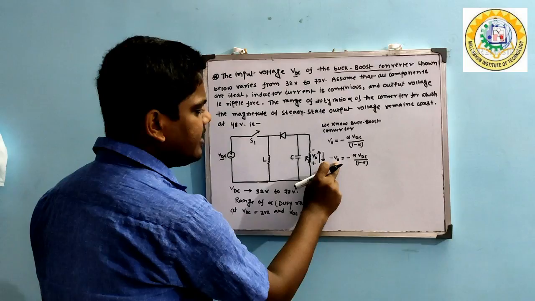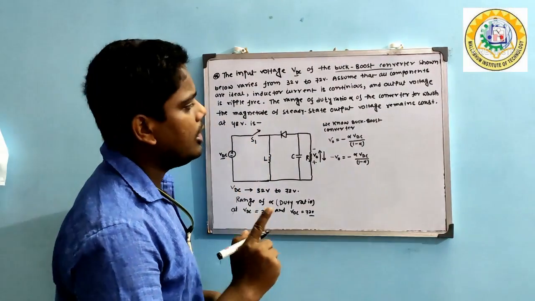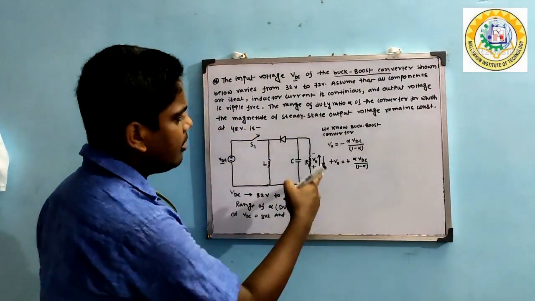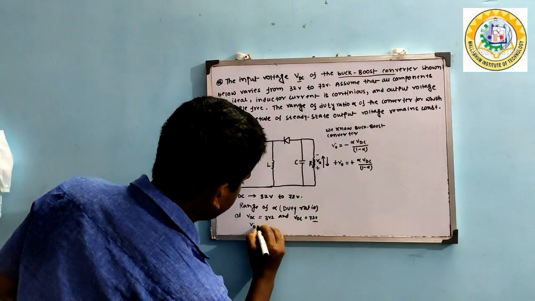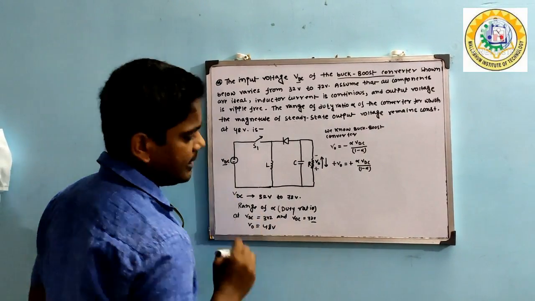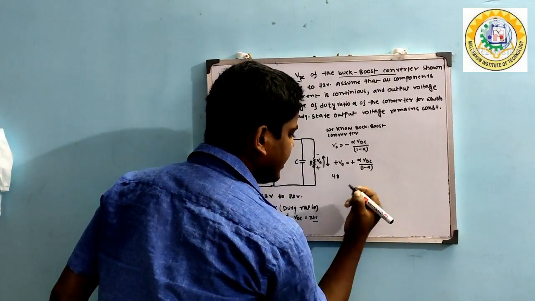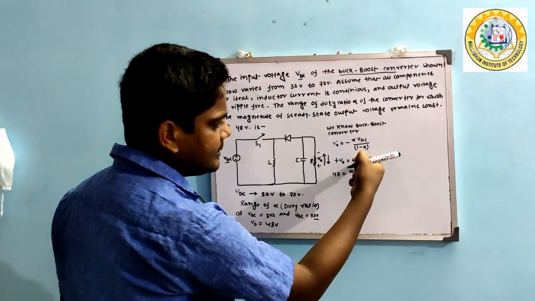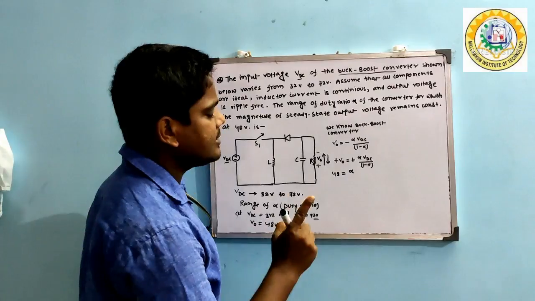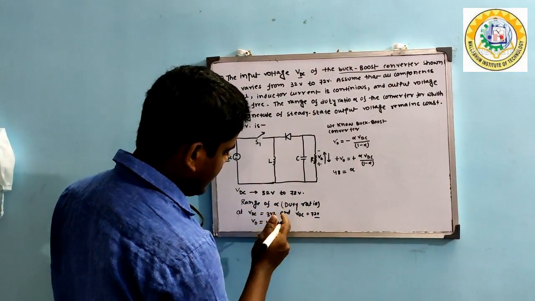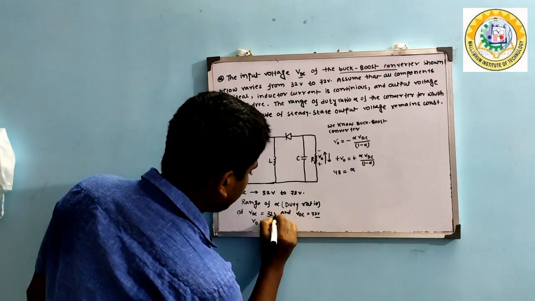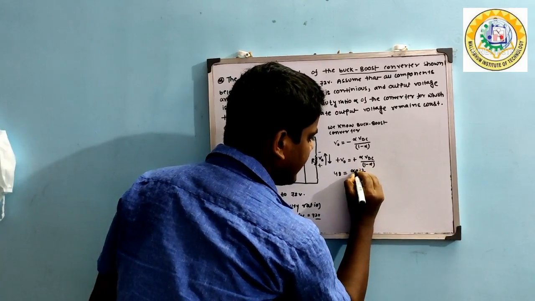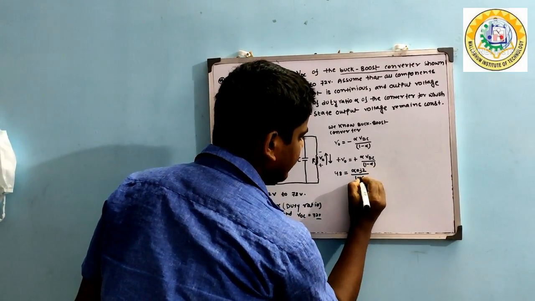V0 is given as 48 volt, constant all the time. So the minus signs cancel out, and V0 equals 48 volt. So we put 48 volt equals alpha into VDC divided by 1 minus alpha. First we take VDC at 32 volt. So 48 equals alpha into 32 divided by 1 minus alpha.